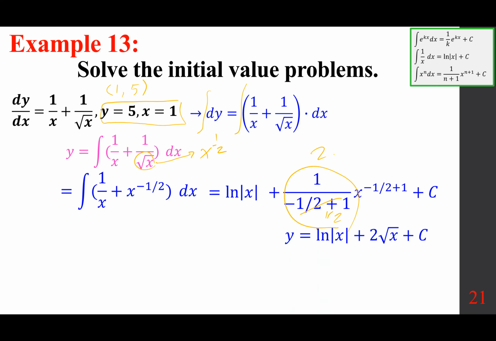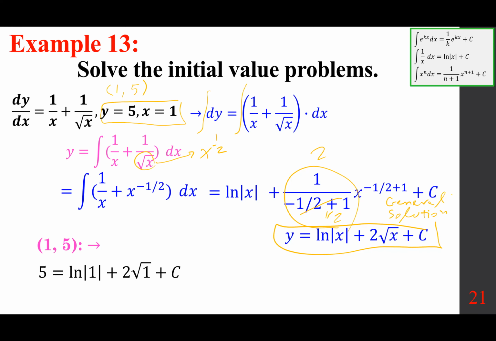And again, what you're looking at is called a general solution. Let's plug in the pair, replace the x with 1 and y with 5 to see what the constant is. As you know, ln 1 is 0, and this is 1. So 2 plus c equals 5. C becomes 3. And we are going to replace it.